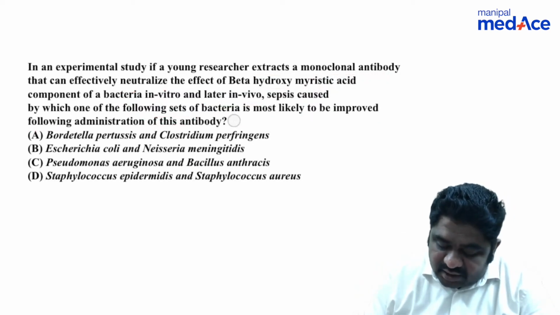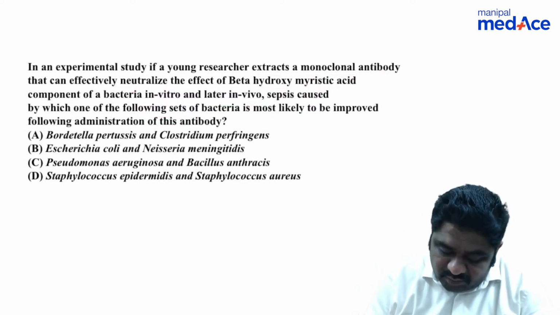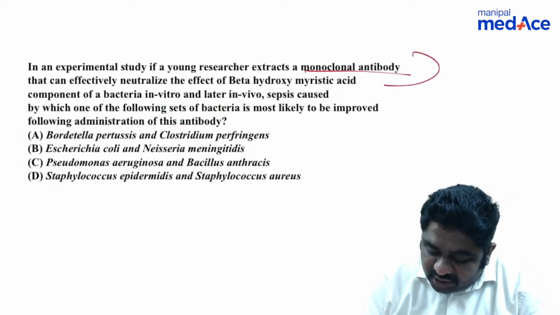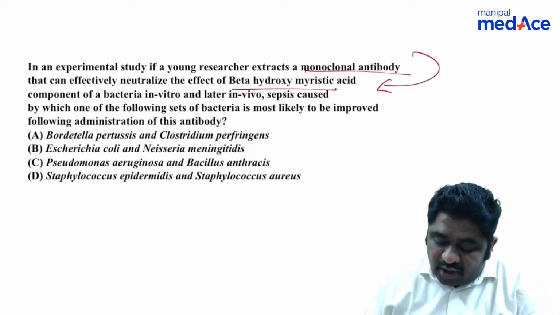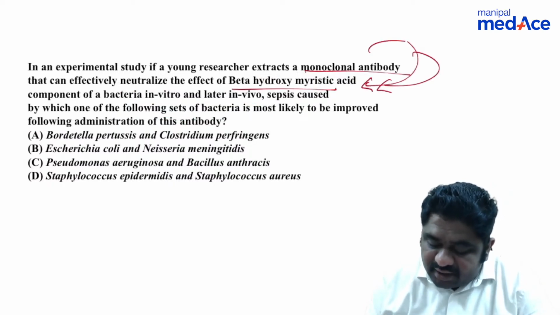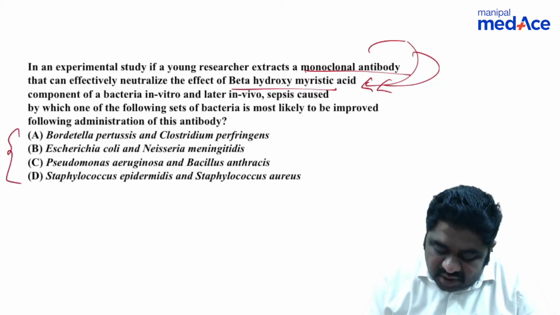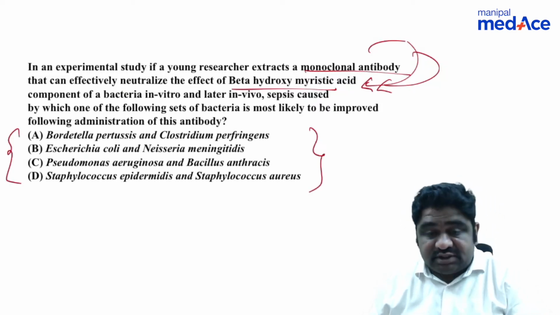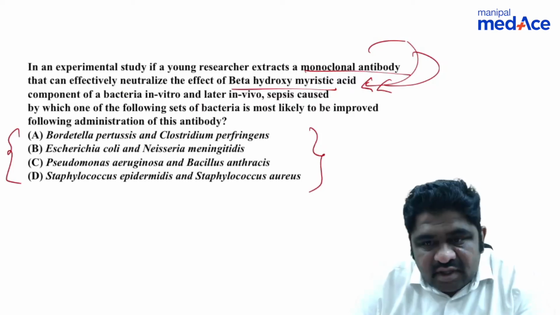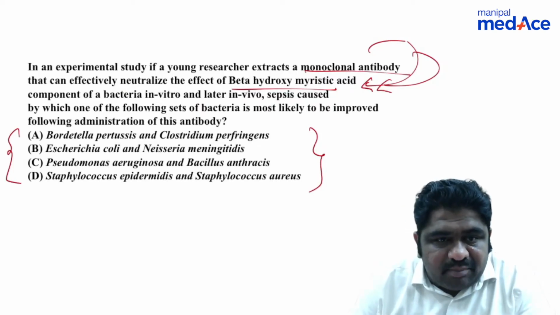In the study, a young researcher has produced a monoclonal antibody, and the monoclonal antibody is meant to target the beta hydroxymyristic acid. Now, if the monoclonal antibody can target the beta hydroxymyristic acid and block it, then you tell me it can be helpful in which combination of the infections A, B, C, D? Okay, Mukundan says A, Bordetella pertussis and Clostridium perfringens. Anything else? Anybody else?